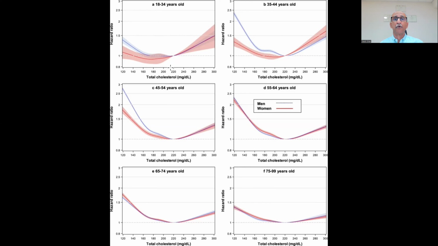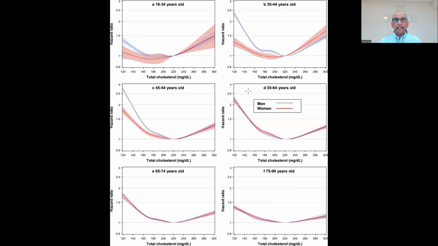Now, this is all-cause mortality. Remember that. This is not CVD only, and not related to cardiovascular risk only. As we look at all these graphs, something stands out to me: the hazard ratio at 1 happens at 220 milligrams per deciliter for total cholesterol, which is a sweet spot. As you move away from 220, meaning greater than 220, your hazard ratio increases.